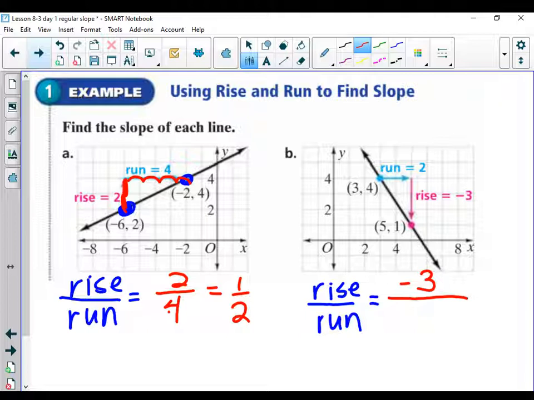Running is always forward. Right, run right, run right. How many boxes right? 2. Now, this is in fraction form, but it's not actually a fraction. It's a ratio. Since it's a ratio, we can leave it improper just like it is.